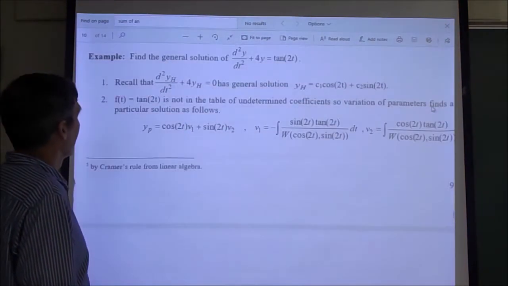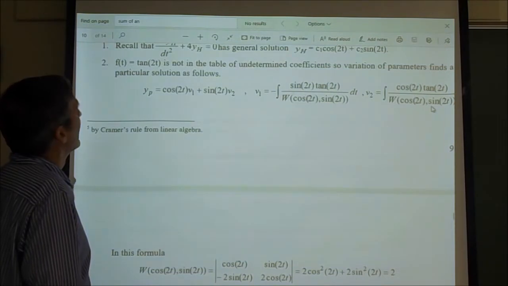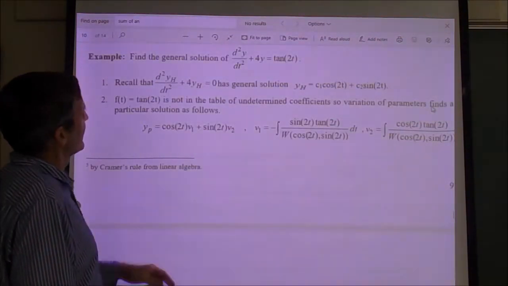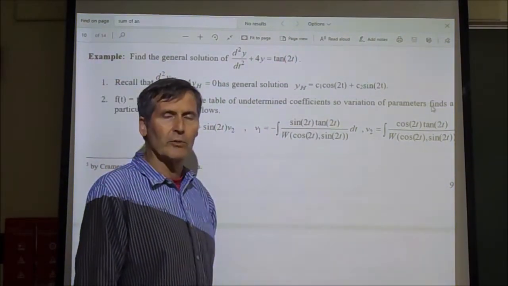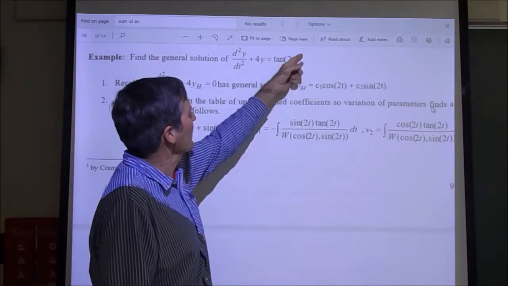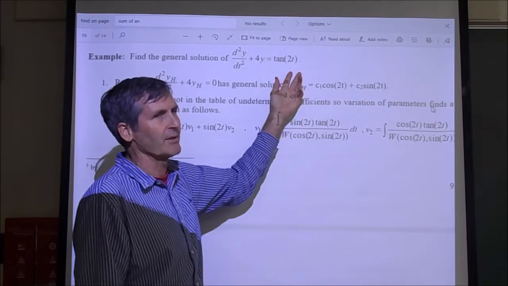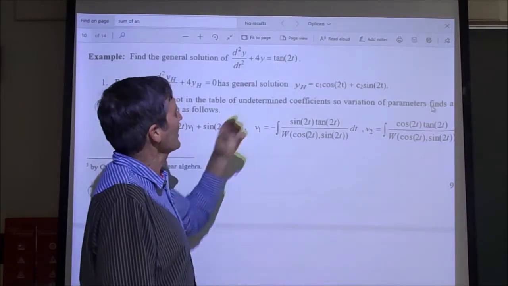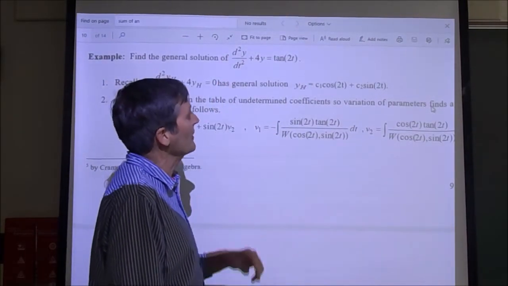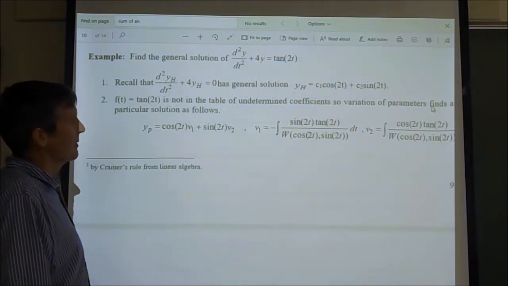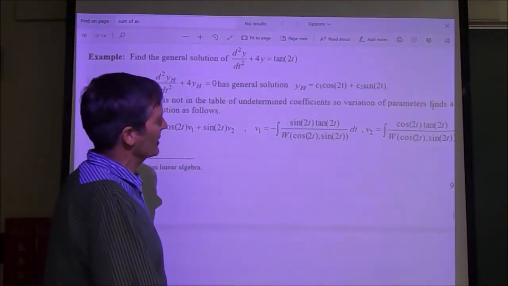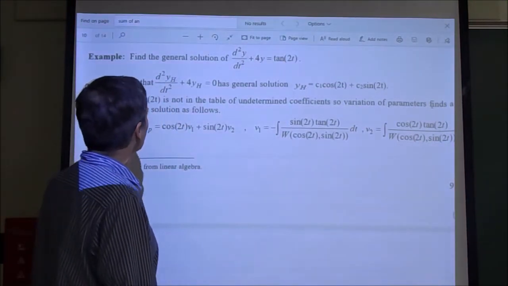So let's see. Here's an example. y double prime plus 4y equals tangent 2t. Why couldn't we solve this one before? It's because tangent wasn't in the table, right? It had sine and cosine. So this isn't in the table, but it is constant coefficients. Maybe we can solve this with variation of parameters. We just go to the formula. That's all variation of parameters is.